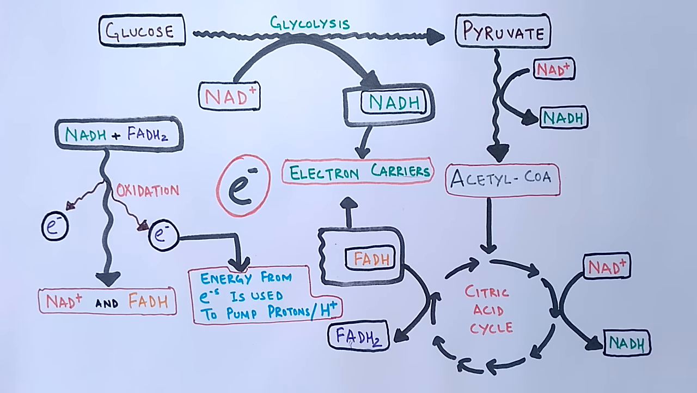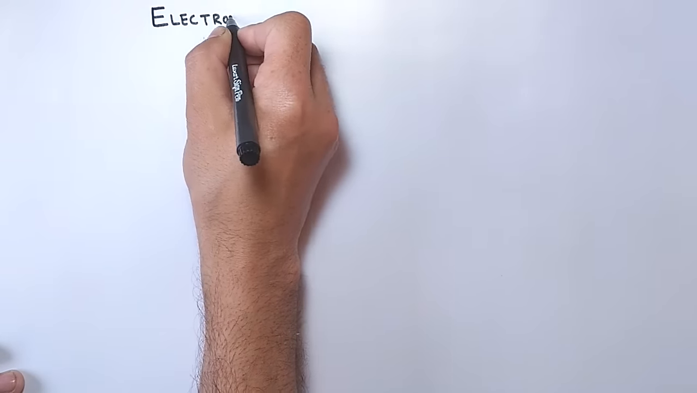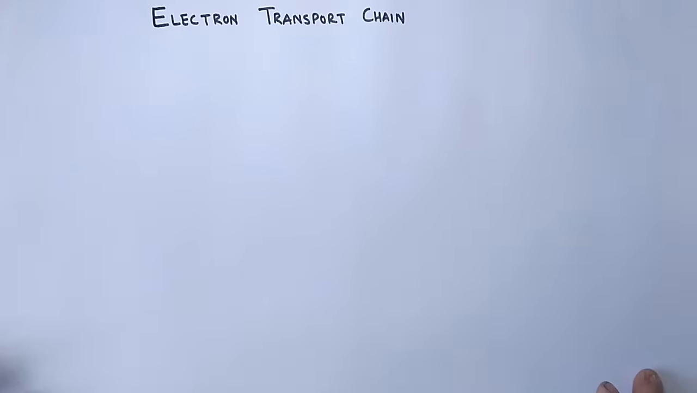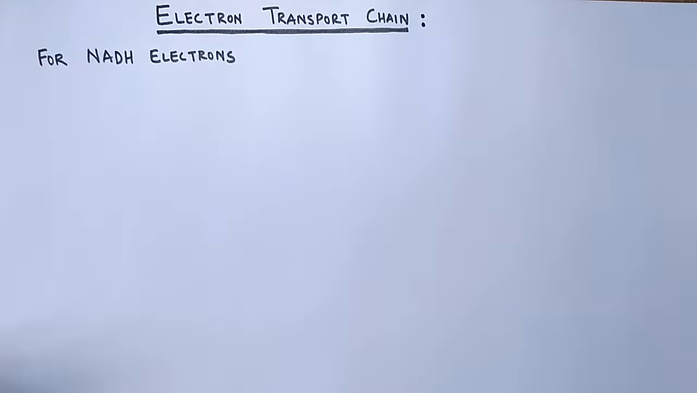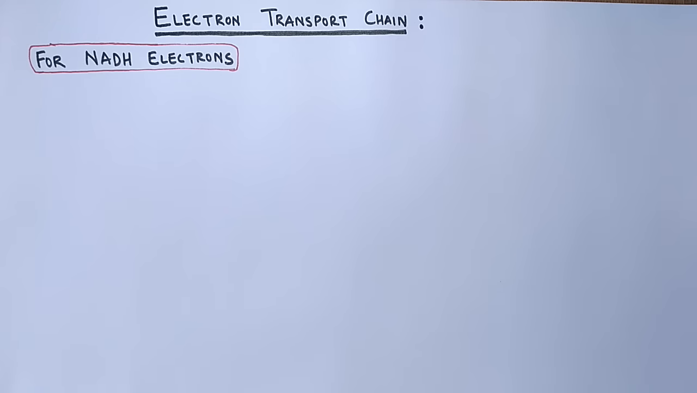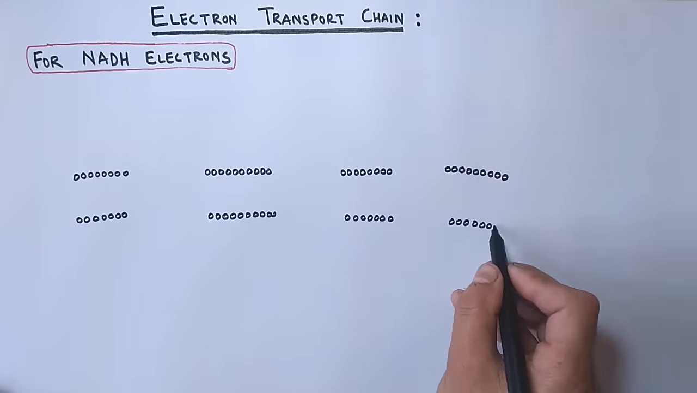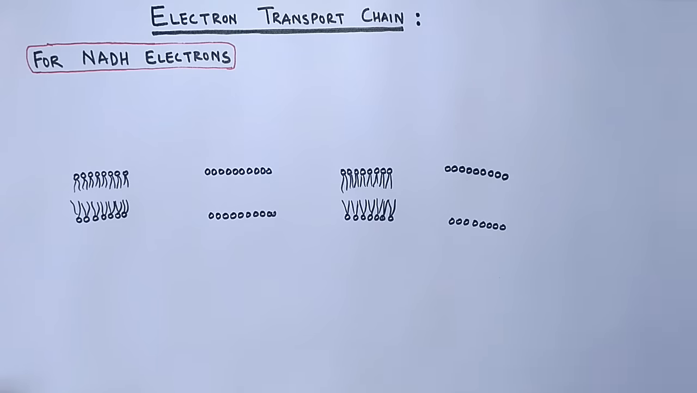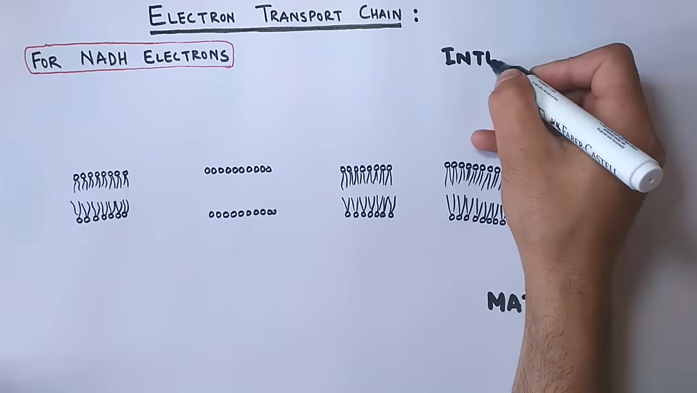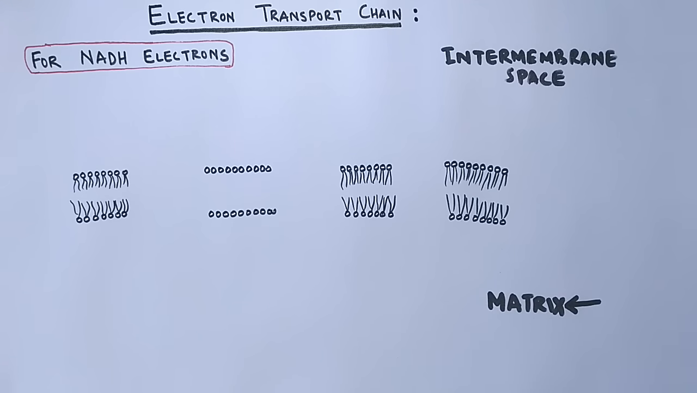Now let's see in detail how the electron transport chain works in the inner mitochondrial membrane. First of all, we will see the electron transport chain for NADH electrons, and how the electrons from NADH are driven into the chain. The electron transport chain is in the inner mitochondrial membrane, with the matrix side and the intermembrane space, as shown in the diagram.